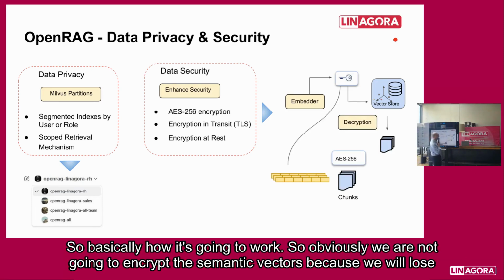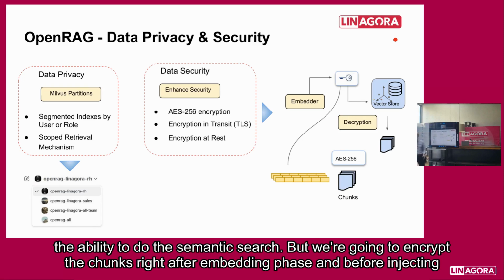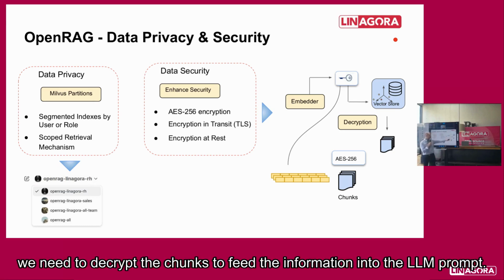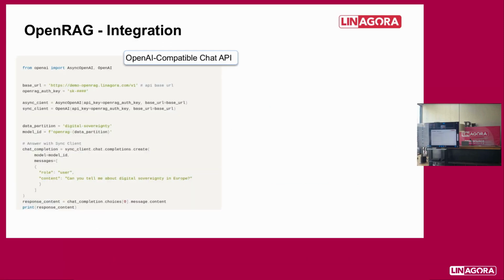So basically, how is it going to work? Obviously, we are not going to encrypt the semantic vectors, because we would lose the ability to do semantic search. But we are going to encrypt the chunks right after the embedding phase and before injecting them into the vector store. And during the retrieval phase, obviously, we need to decrypt the chunks to feed the information into the LLM prompt.